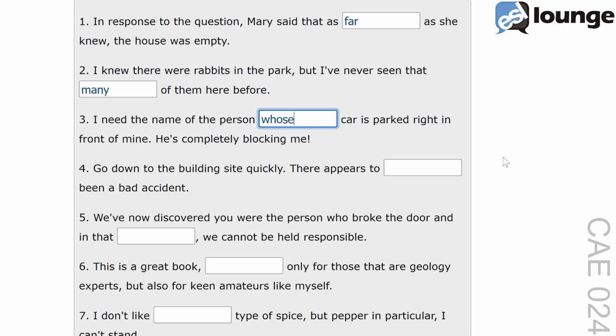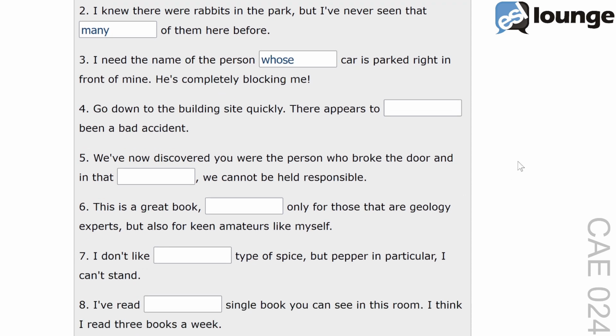Here's question 4. Go down to the building site quickly. There appears to blank been a bad accident. The correct answer is have. The phrase appears to have been is used to indicate that something seems to have happened. For example, he appears to have left early. This phrase suggests that an accident has likely occurred.